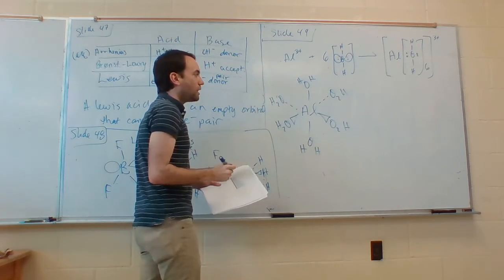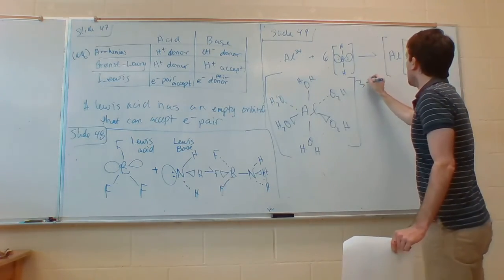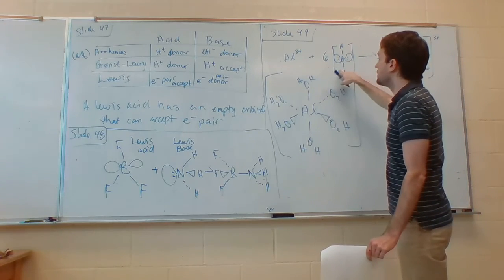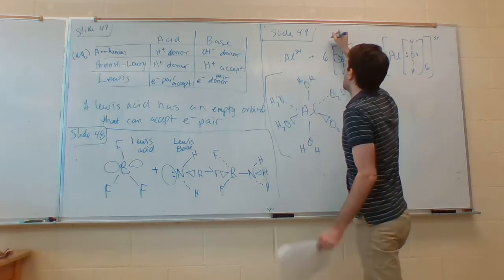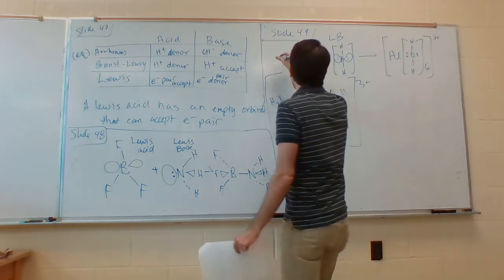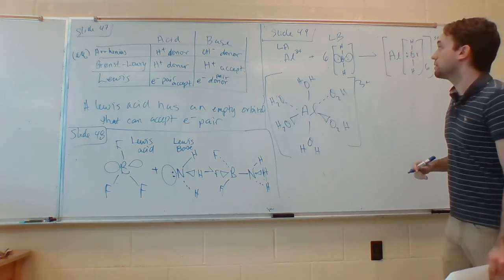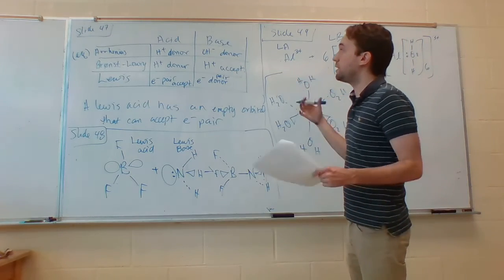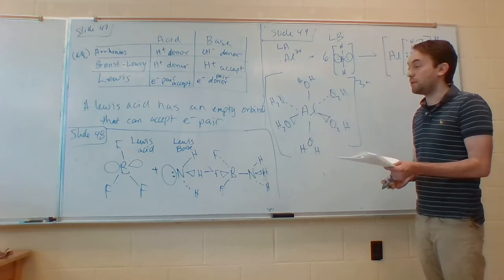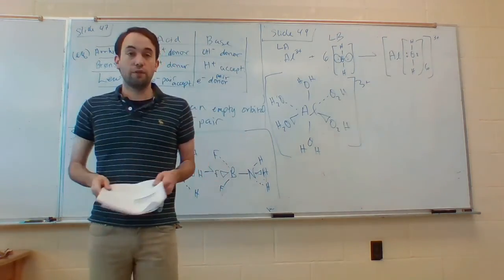Notice that in that case, it's donating the electron pairs, so since it's a donor of the electron pairs, that makes this a Lewis base. And since this accepts the electrons, this is our Lewis acid. So whatever is going to accept the electron pairs is the acid, and whatever donates the electron pairs is the base. And that concludes our discussion for this chapter.